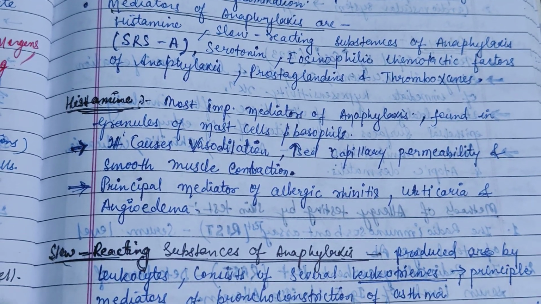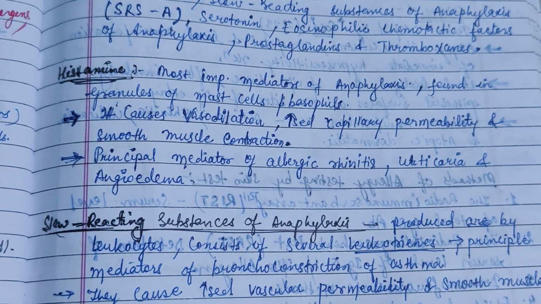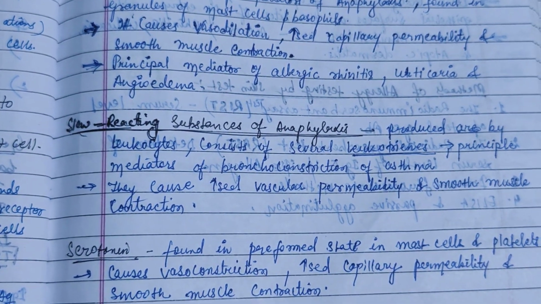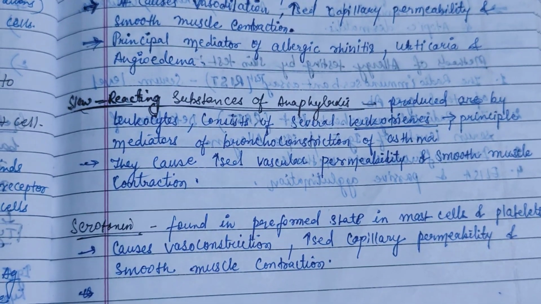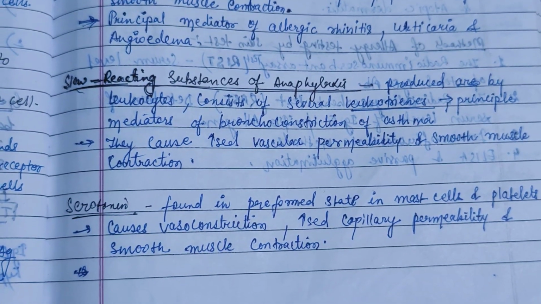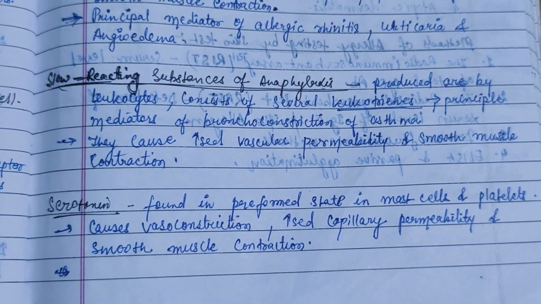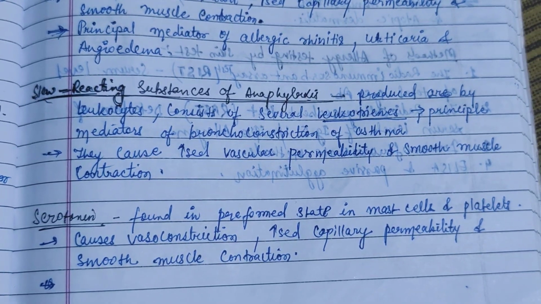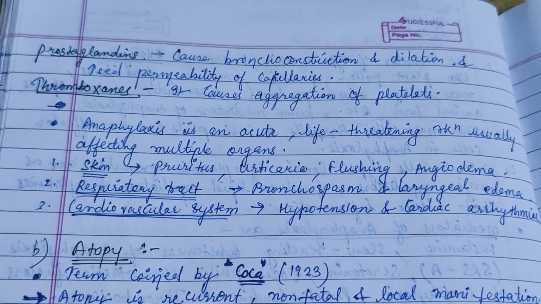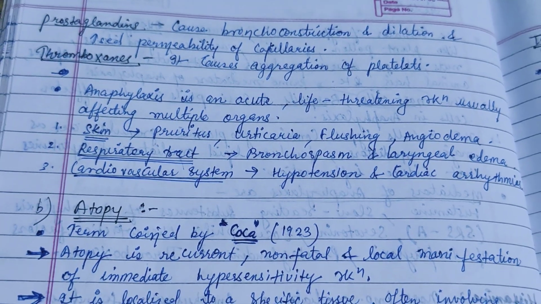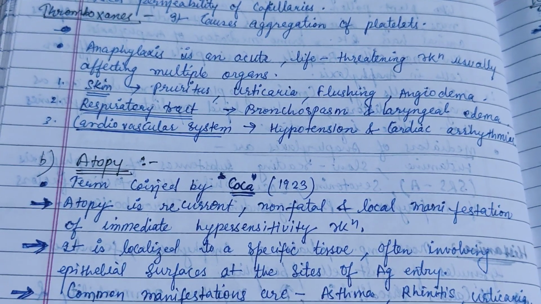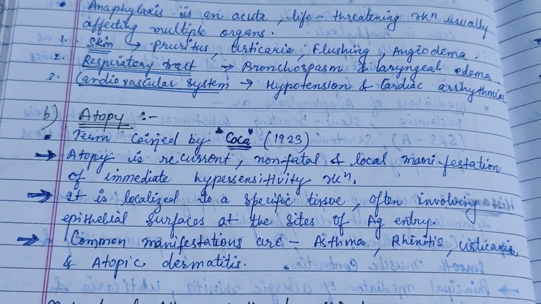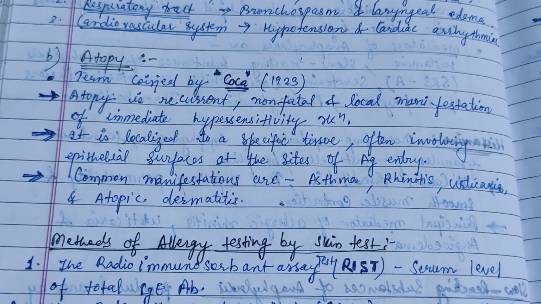Histamine is the most important mediator of anaphylaxis, found in the granules of the mast cells or basophil cells. The slow reacting substance of anaphylaxis is leukotrienes, the principal mediator of bronchoconstriction in asthma. They cause increased vascular permeability and smooth muscle contraction. Next one is serotonin, found in the preformed state in mast cells and platelets. Prostaglandins and thromboxane are also included in anaphylaxis. Anaphylaxis is an acute, life-threatening reaction usually affecting multiple organs like skin, respiratory tract, and cardiovascular system.